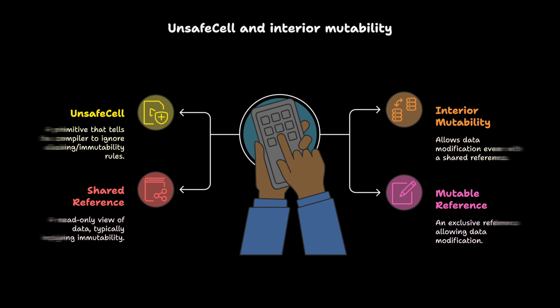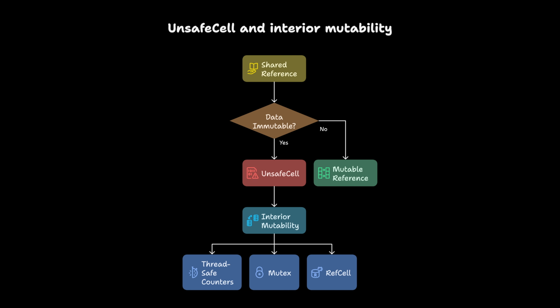Now let's talk about UnsafeCell and interior mutability, a crucial concept for safe abstractions that still need mutation under the hood. The core idea behind interior mutability in Rust is to allow data to be changed even when you only have a shared reference to it, like having a read-only view. Ordinarily, a shared reference means the data is immutable, while changing data requires an exclusive, mutable reference. However, for building useful types like thread-safe counters or containers like Mutex and RefCell, this strict rule must be bypassed.